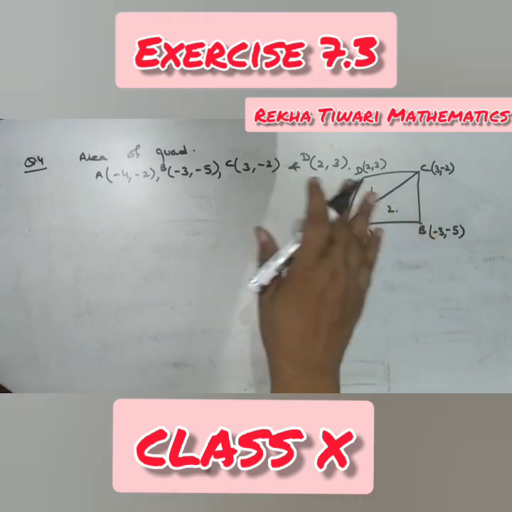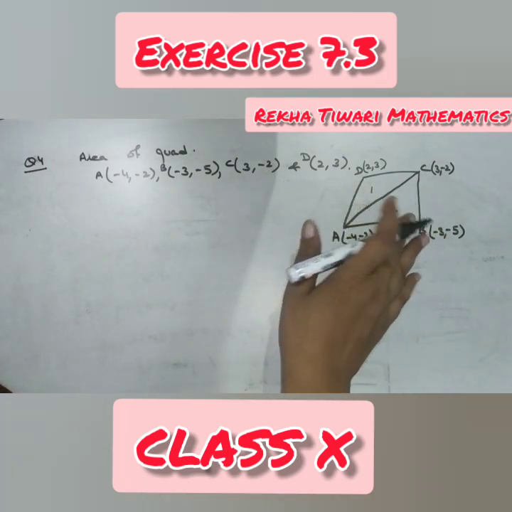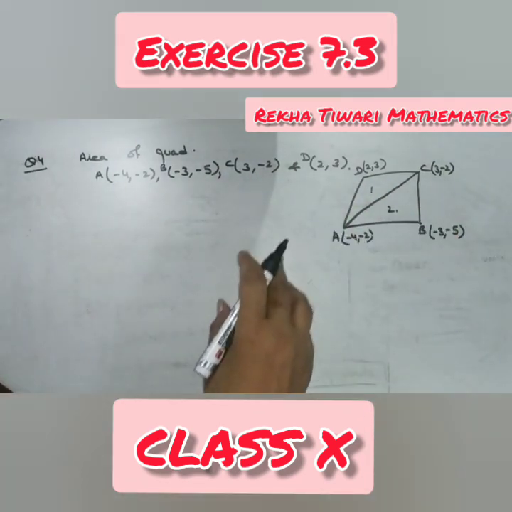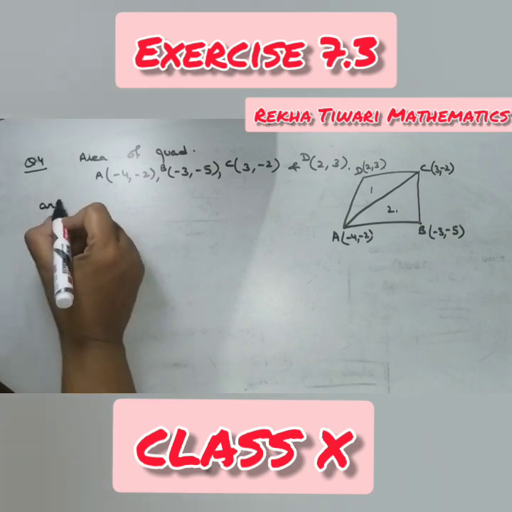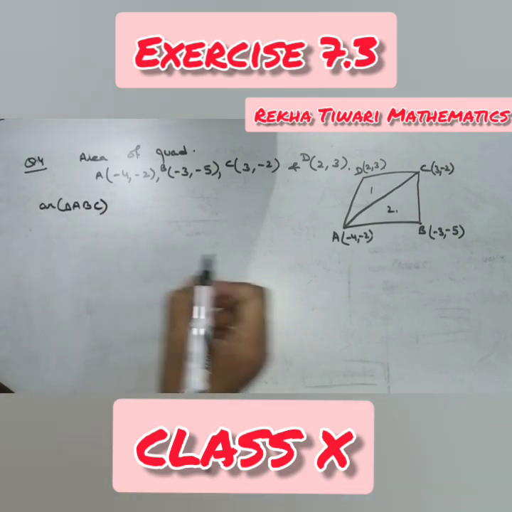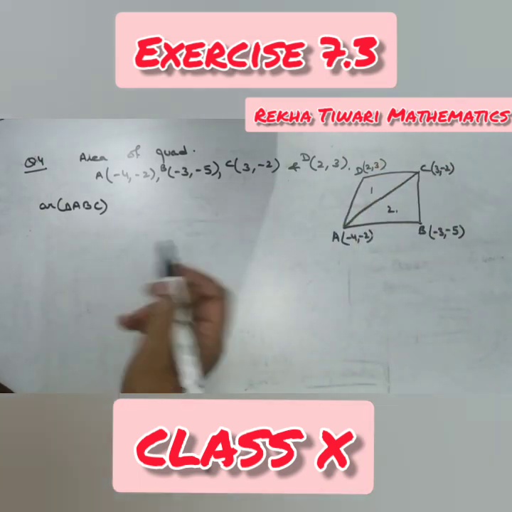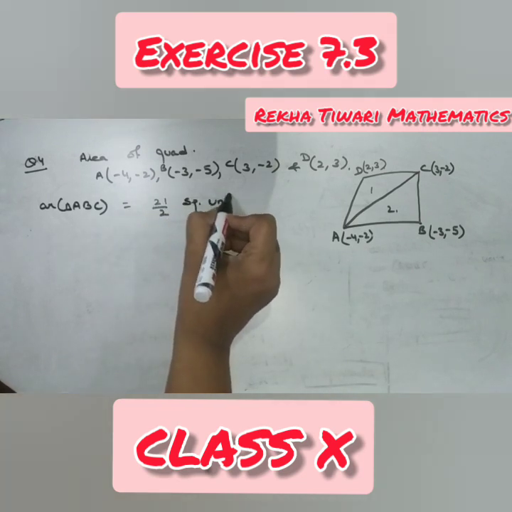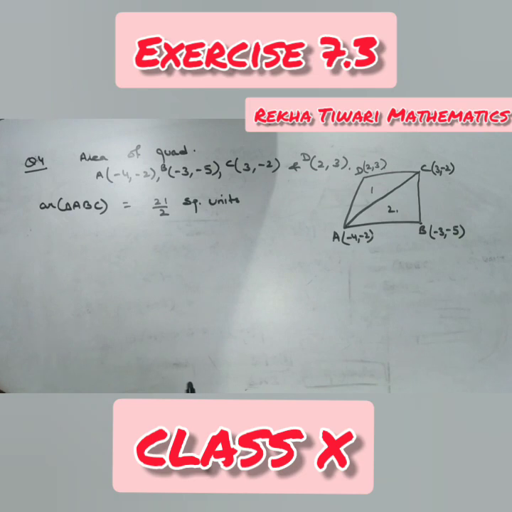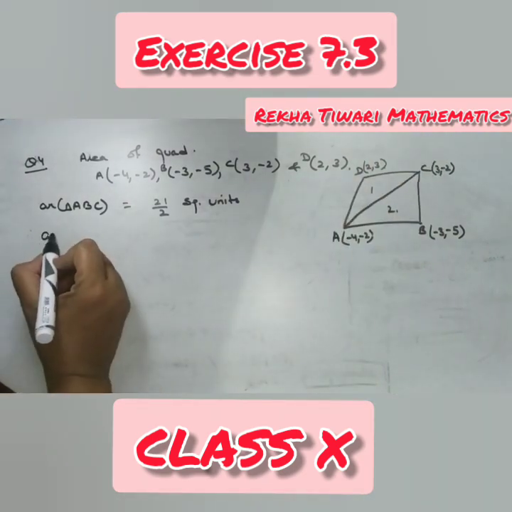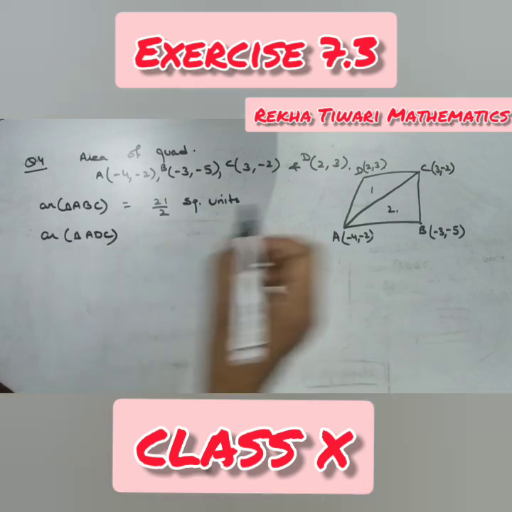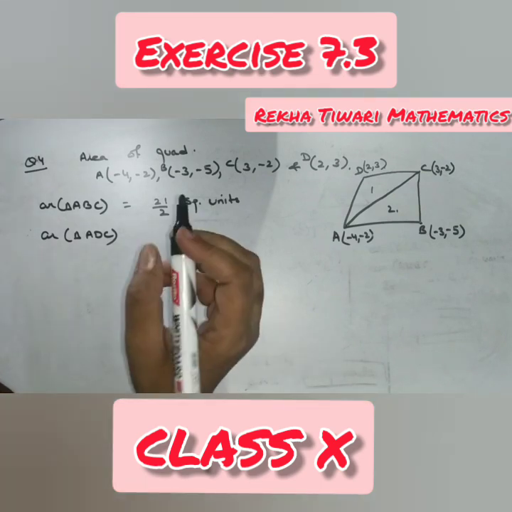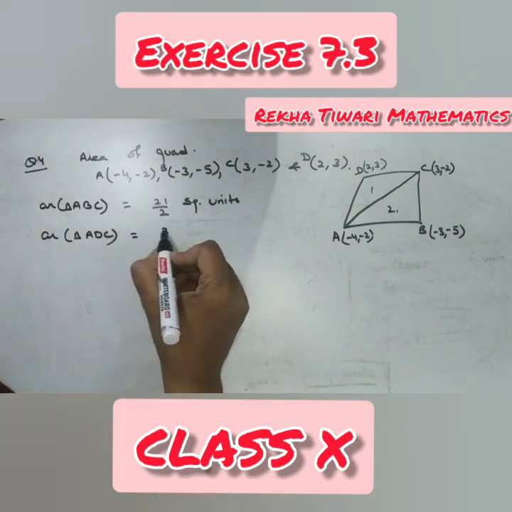Now, I have to find out the area of these two triangles, and adding these two, I will get the area of quadrilateral. So, let us find out area of triangle ABC first. For ABC, I have to take down these 3 points, and by using the formula, I will get the answer as 21/2 square units. This question you have to solve yourself. And then secondly, if I find out area of ADC, for ADC you have to take down the points of A, D and C. You will get the answer as 35/2 square units.